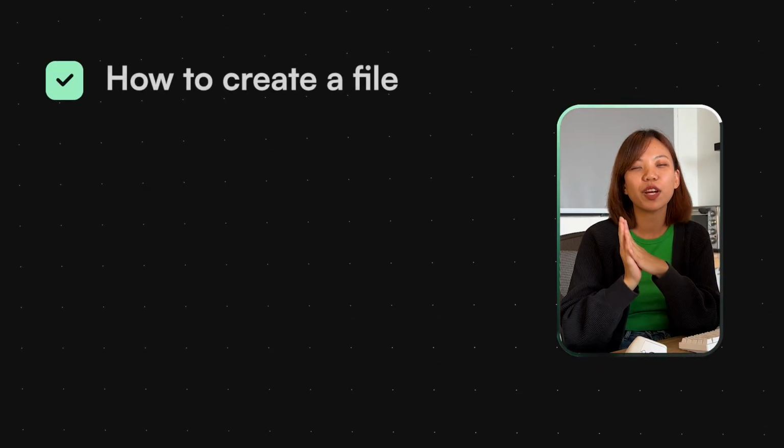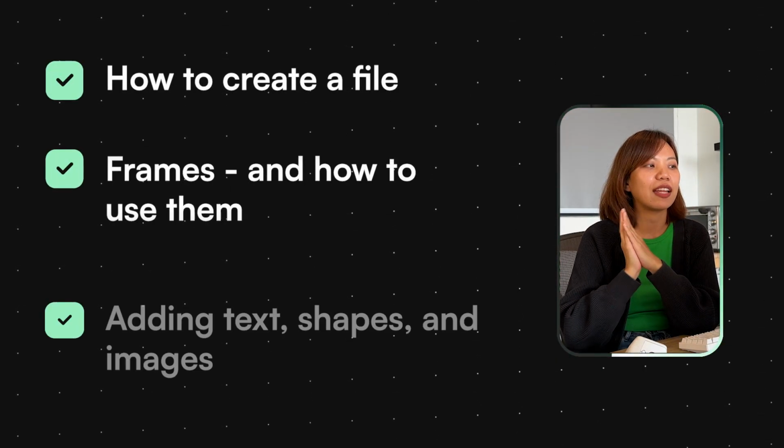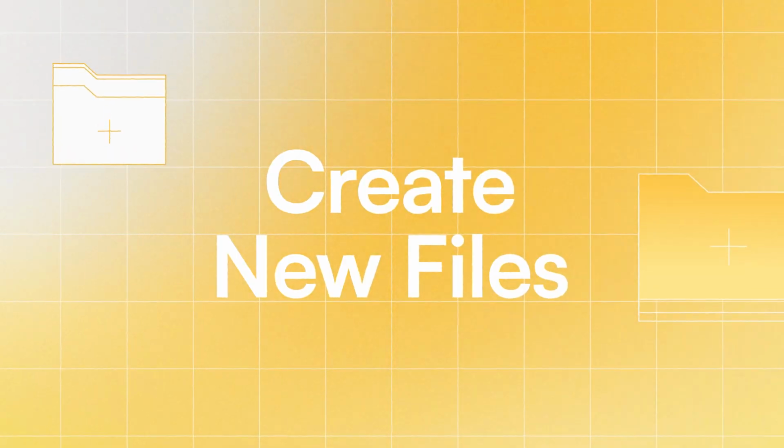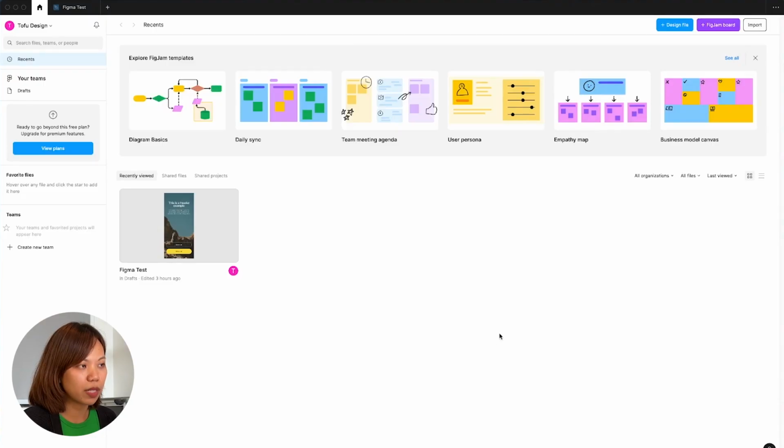Today we'll be covering 3 main things: how to create a file, frames and how to use them, and adding text, shapes and images. But don't forget to stay to the end of the video because I'll be dropping a bonus tip. Okay, so this is your Figma dashboard.